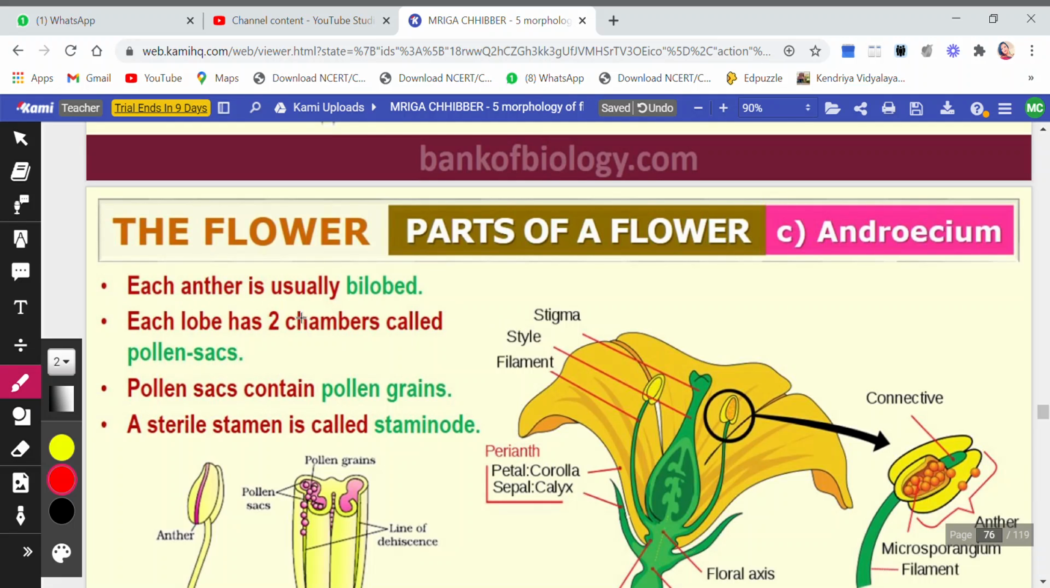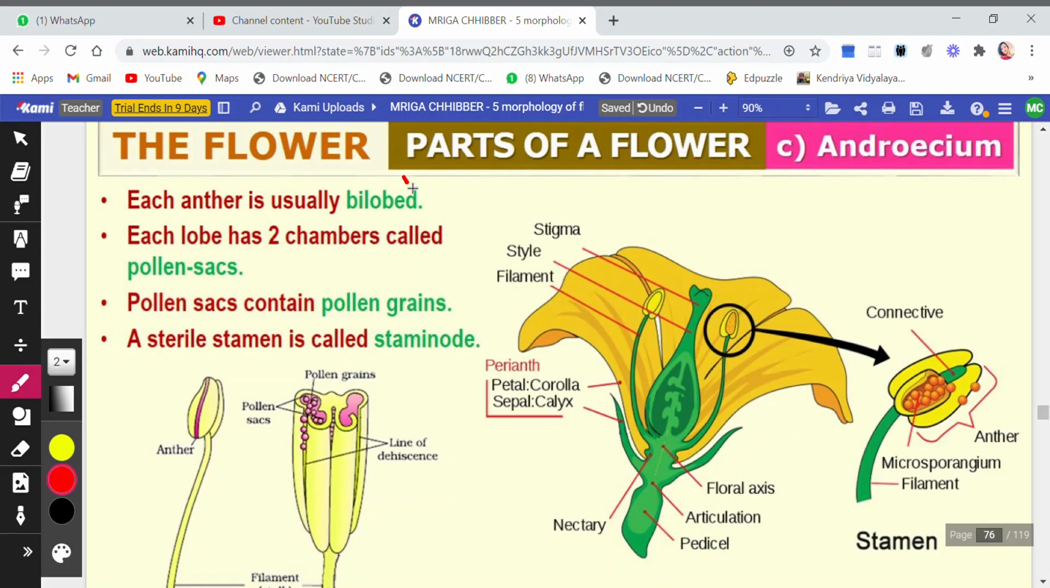As I told you, each anther is bilobed. I told you there are two lobes. From here till here it is lobe number 1. Then from here till here it is lobe number 2. And each lobe has two chambers, or you can say sacs. These are the two chambers for this lobe and these are the two chambers for this lobe. All in all there are four chambers or pollen sacs. Pollen sacs contain pollen grains.